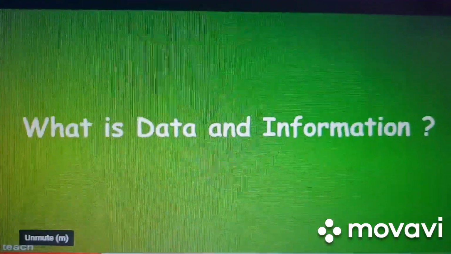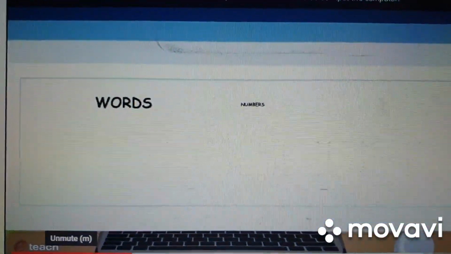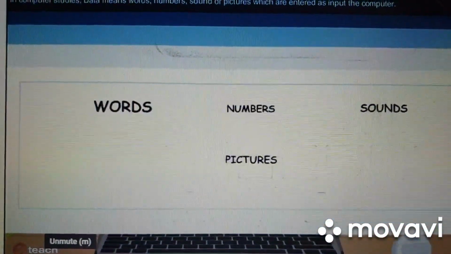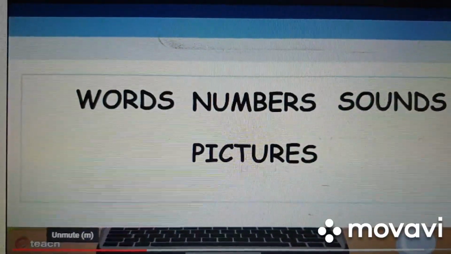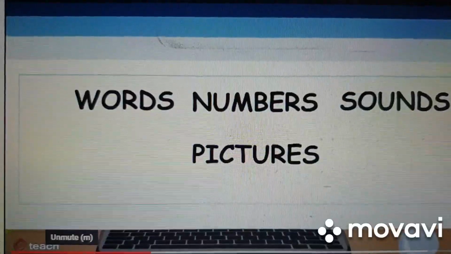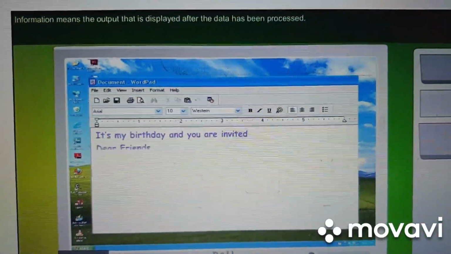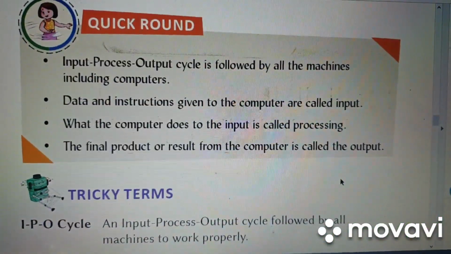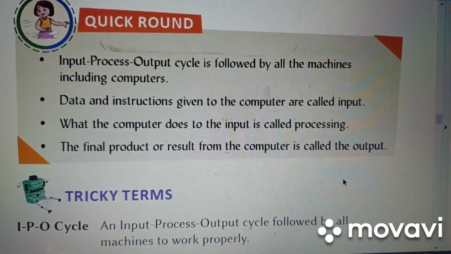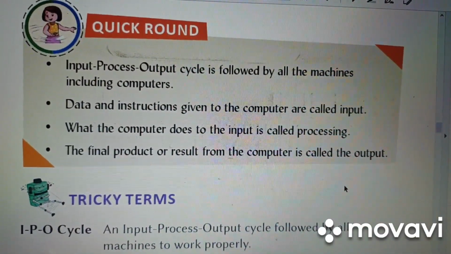Now let us understand what is data and information. In computer studies, data means words, numbers, sounds and pictures which are entered as input in the computer. Information means the output that is displayed after the data has been processed. So my dear children, I hope you have understood the IPO cycle, data and information.